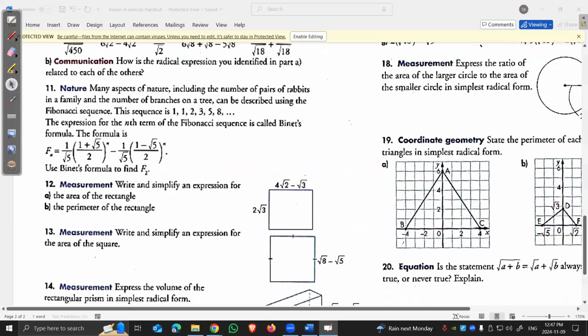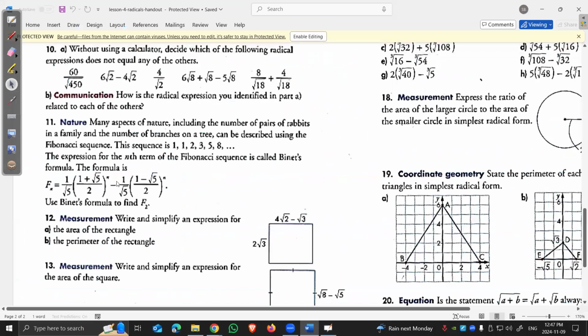So yeah, a little bit of a tangent there. But there you go. There is a formula that exists called Binet's formula that will give you the precise answer for the nth term of a Fibonacci sequence.